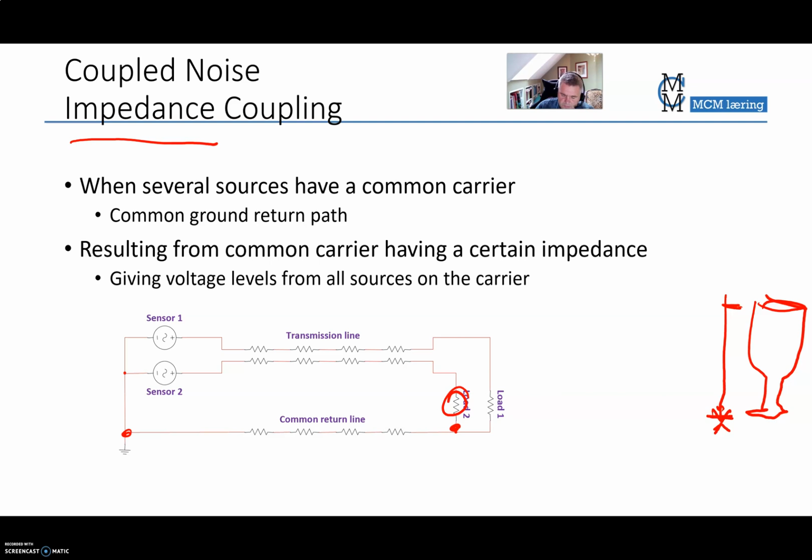To avoid it, the best thing to do would actually be to not have a common return path. So break the line there, make your own return path for the second load, and they have one return path each. And that is very common in, for example, internet cabling, where you have so-called twisted pair cabling, one pair for each source.